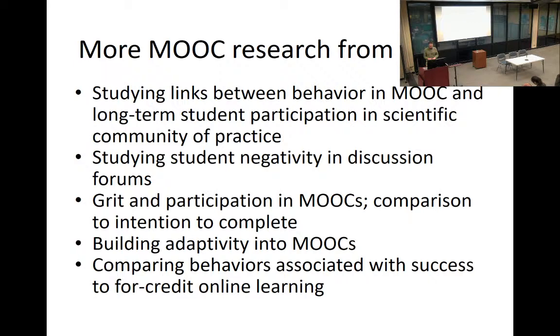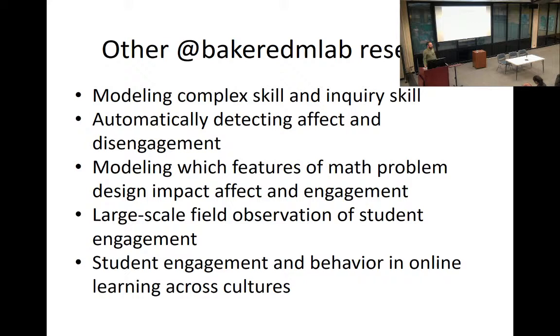I guess I have a few minutes, so I will eat a little bit of time talking about some of our other research that you may or may not be interested in. We've worked to model complex skill and inquiry skill during learning. For example, in science simulations, we can see whether students' scientific inquiry strategies correspond to sophisticated strategies or more trial and error strategies, and then use that to drive intervention that gives students feedback on how to inquire more effectively. That leads to systemic change in their inquiry strategies that they then apply in new domains. That's work with Janice Gobert of Rutgers.